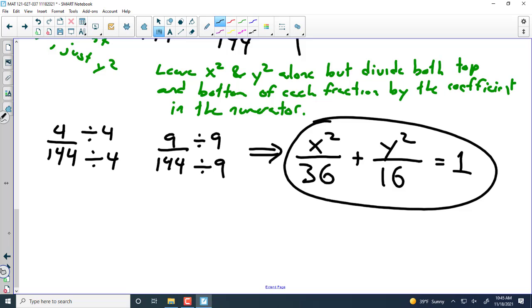Cool or not cool? And then the radius for that one on the x would be 6. So if you were going to graph this one, we don't call it a radius, but we would say left and right 6, up and down 4. That's how you get your 4 points. Absolutely.